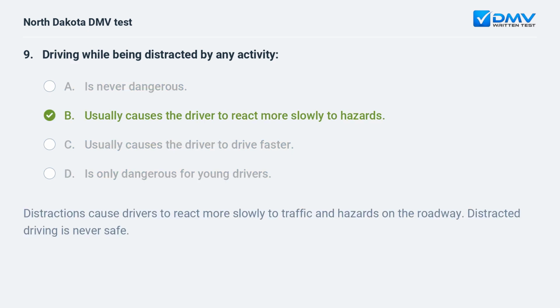B. Usually causes the driver to react more slowly to hazards. Distractions cause drivers to react more slowly to traffic and hazards on the roadway. Distracted driving is never safe.